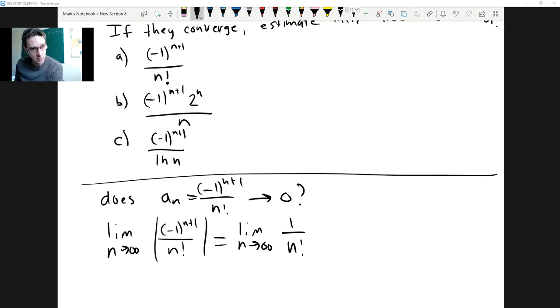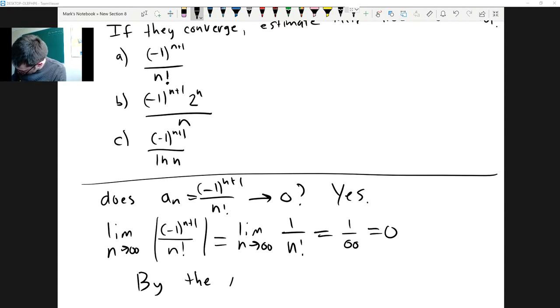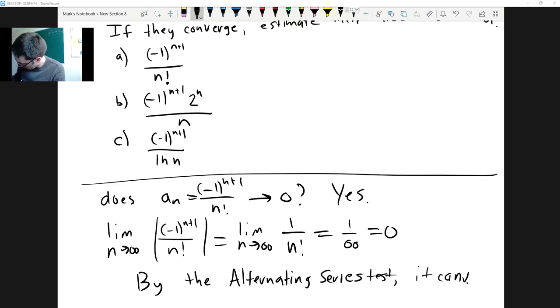And notice the numerator is staying the same size, and the denominator is going to infinity, and so that's got to be 1 over infinity, which is 0. The answer is yes. And so by the alternating series test, it converges. And then the question is, does it converge conditionally or absolutely?